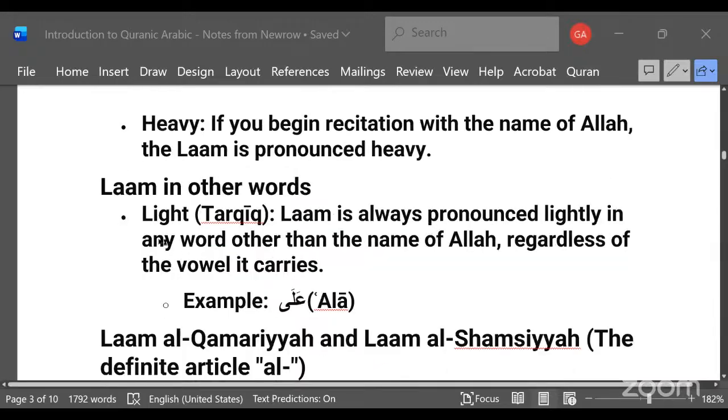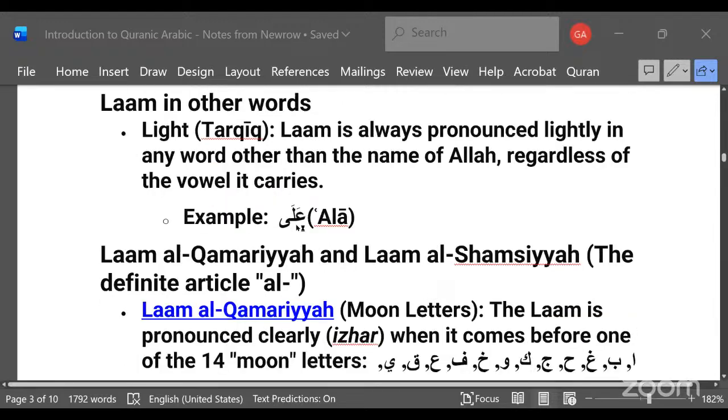Lam, in other words, is light. Lam is always pronounced lightly in any word other than the name of Allah, regardless of the vowel it carries. So wherever we see lam and it is not in the word Allah and it has fatha, we pronounce it light. All right? Like, for example, ala al-kitabi, ala al-kursi.